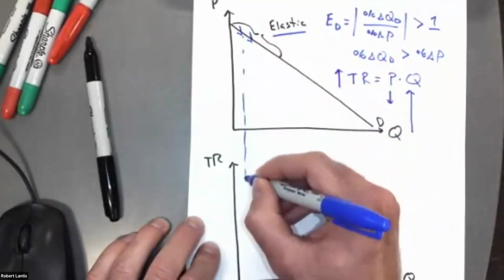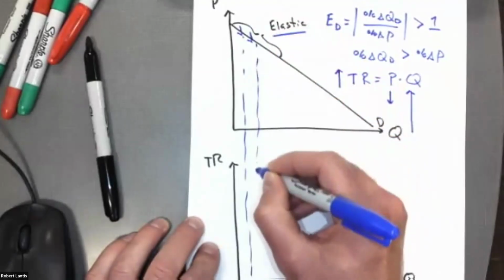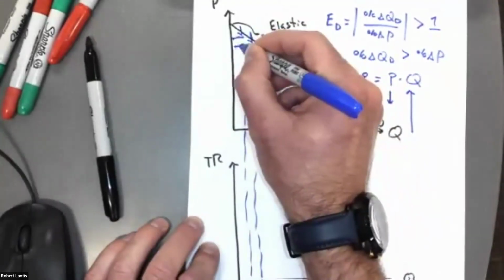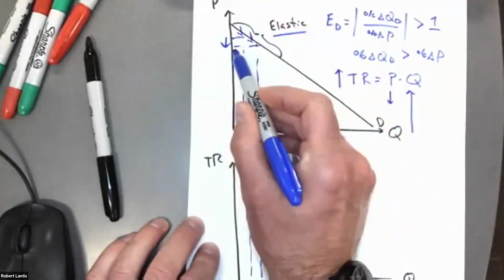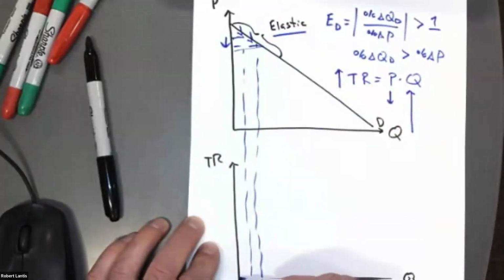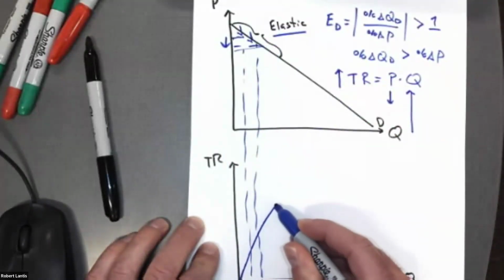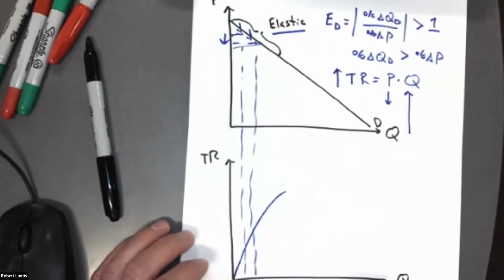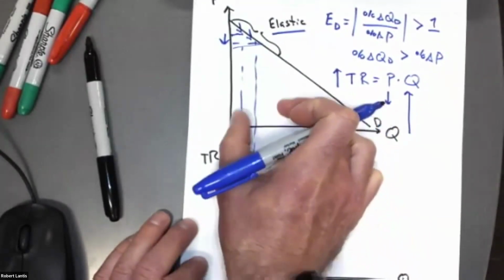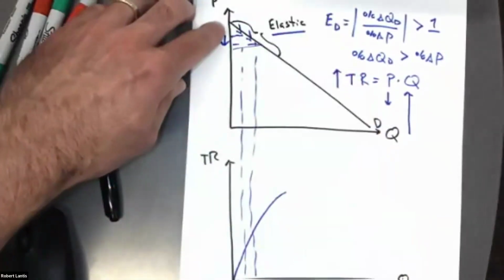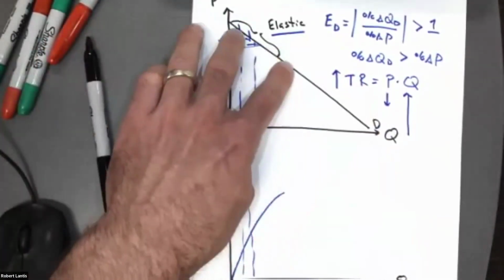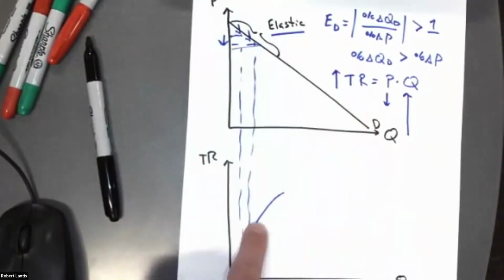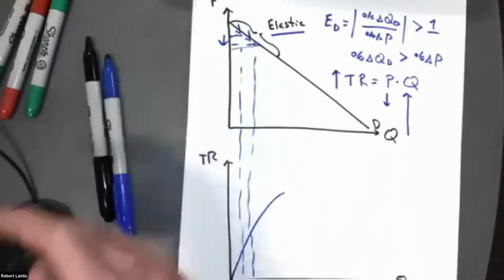So for every quantity here, as I'm lowering the price, right, I'm selling more units, and that's resulting in my total revenue going up. Okay. So for all of these units and their corresponding prices, as I lower the price, sell more units when demand is elastic, I know that my total revenue should be going up. Okay.